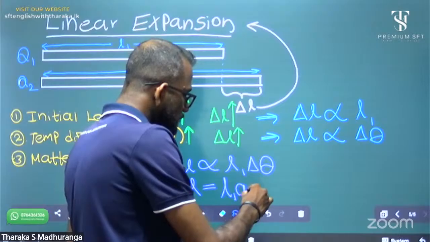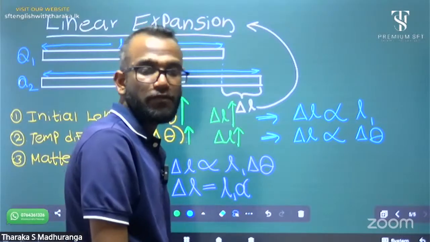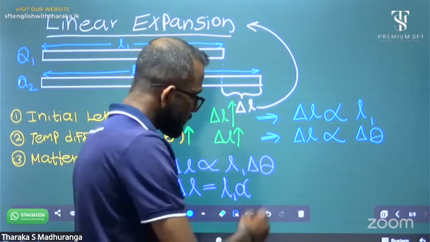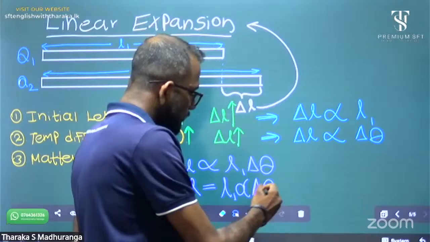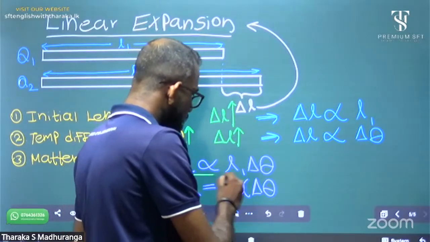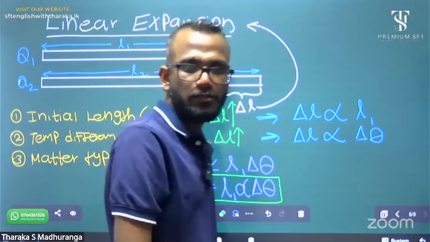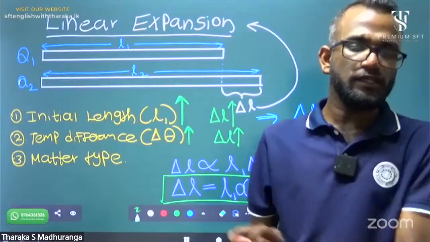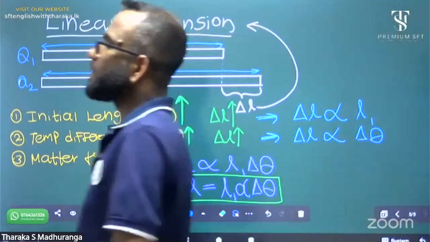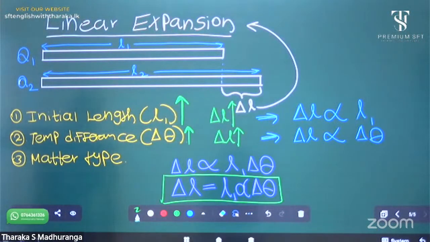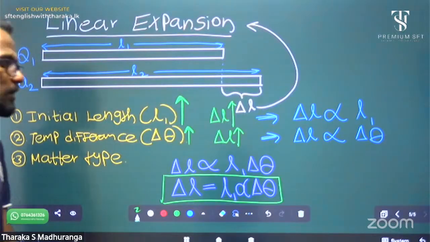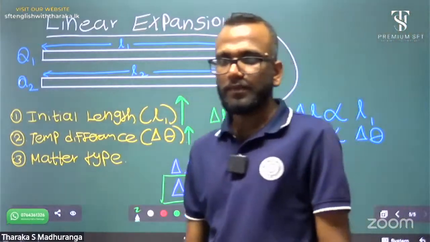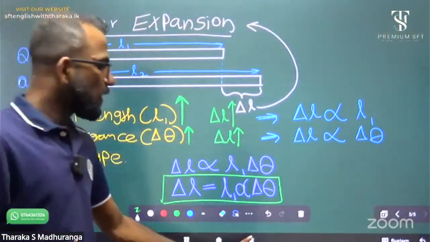Okay, this is my constant that we call alpha. It is not the proportional mark. Alpha. This is our first main equation of linear expansion: delta L equals L1 alpha delta theta.